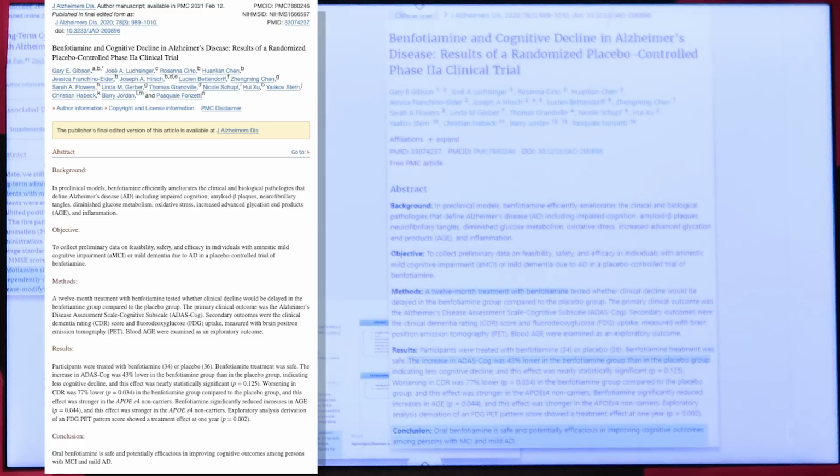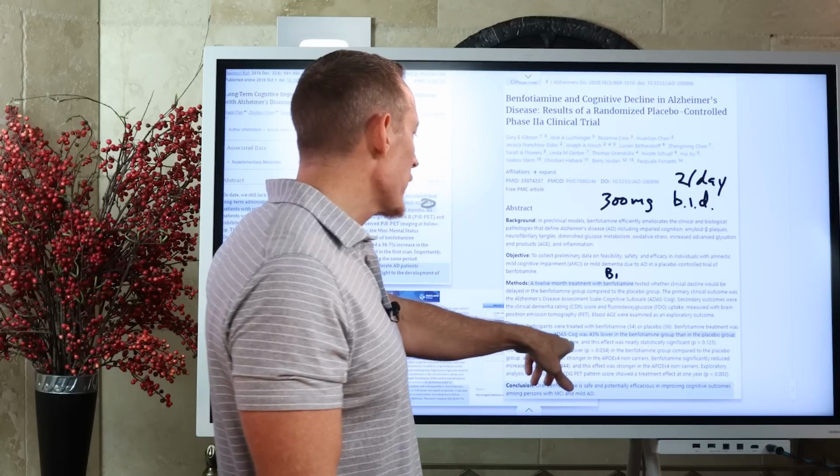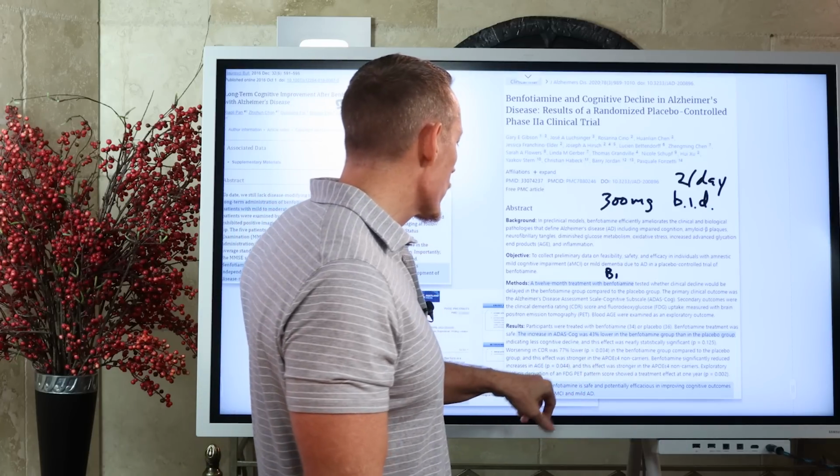They used benfotiamine again, which is vitamin B1. And in this trial, they used a 300 milligram dose twice a day, BID, in these patients. And what they found is improvements in their cognitive rating assessment. The scale that they use is called the ADAS-Cog, an assessment scale for the cognitive subscale. And so they found improvements in these patients versus the placebo group.